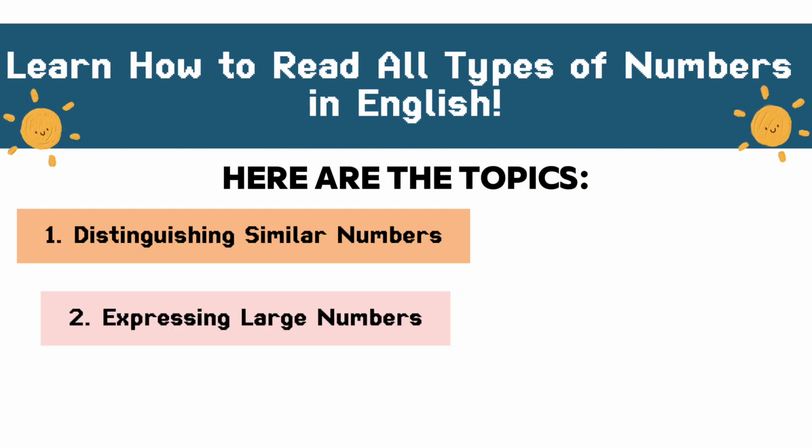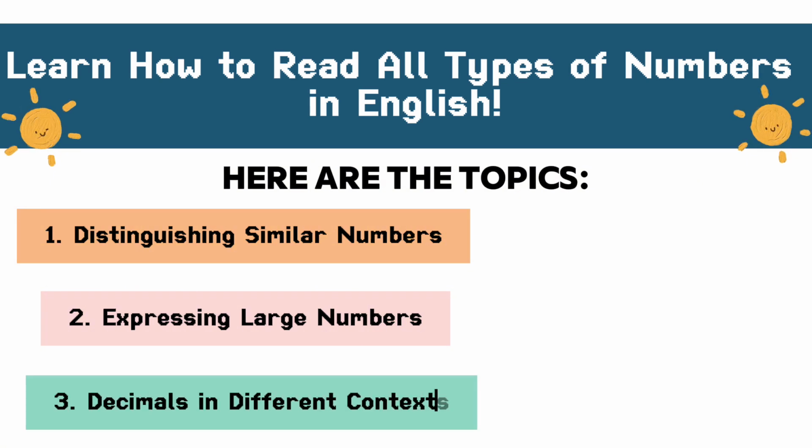2. Expressing large numbers. Many people struggle with saying huge amounts. We can break this down for easier pronunciation. 3. Decimals in different contexts. The way we say decimals can change based on context, such as in prices or general numbers.